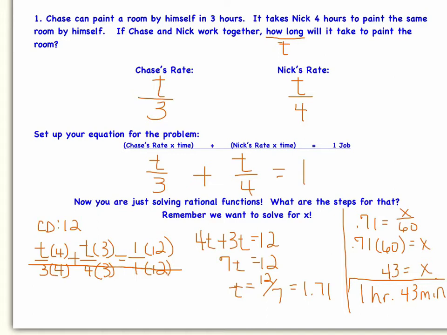One last thing I want to point out is that if we go back here and we plug in 1.71 and we divide it by 3, we will find out what portion of that job Chase did. And the same here. If we substitute 1.71 for this t, we will find out what portion of the job Nick did. Now let's look at another problem.